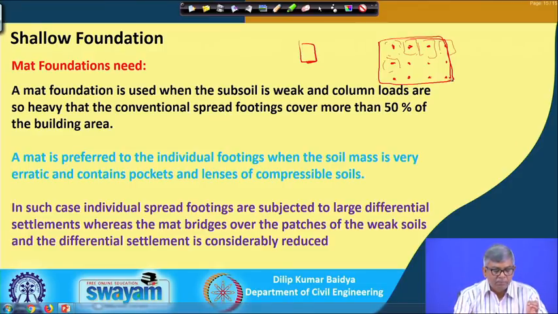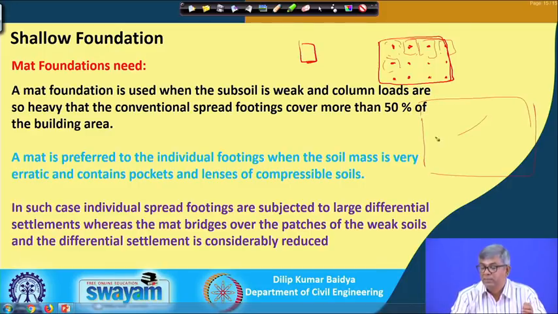And a mat is preferred to individual footings when the soil mass is very erratic and contains pockets and lenses of compressible soil. That means, within the building area, there may be a large variation in soil type. In that case, if I use isolated footings, the different footings will behave differently, and that creates problems for the building. It will give distress to the building elements, the columns and beams, and cracks will form.